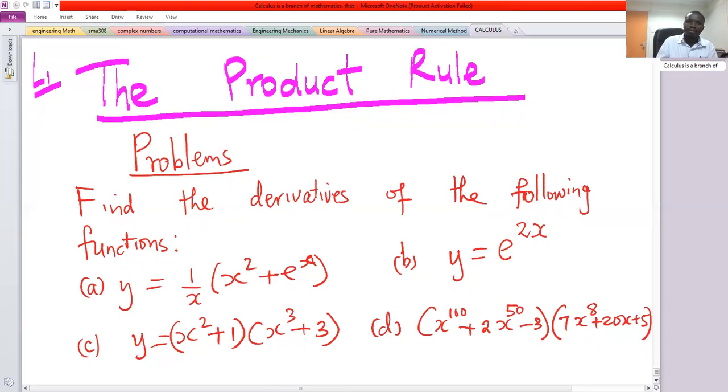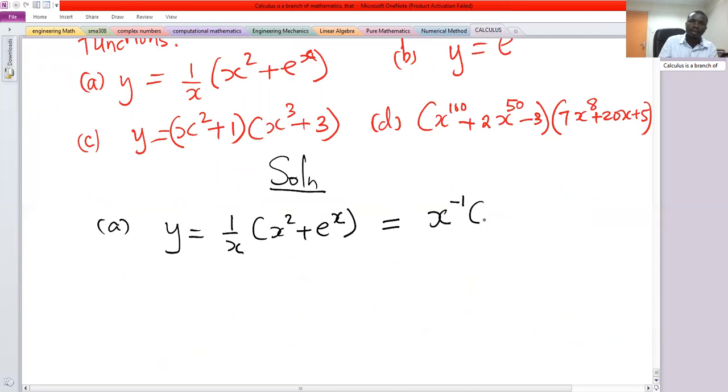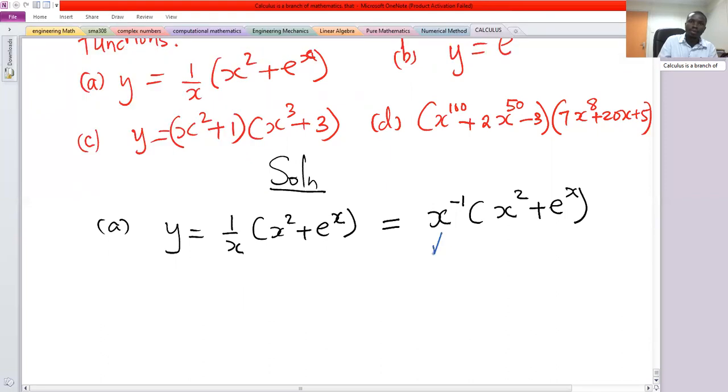Now, the first problem solution: we have y equals 1 over x into x squared plus e raised power x. Now, this can be written as x raised power negative 1 times x squared plus e raised power x. So we let x raised power negative 1 be u, and let this one be v. We know by product rule d dx of u times v is u prime v plus v prime u.